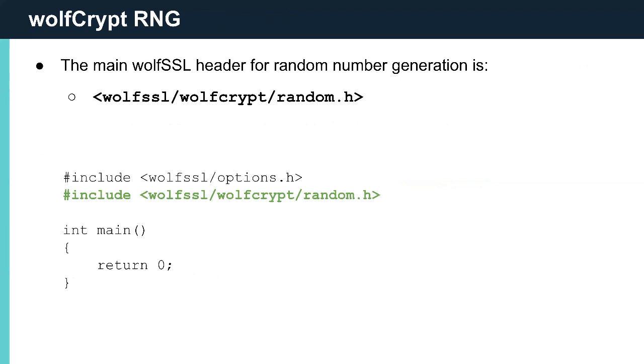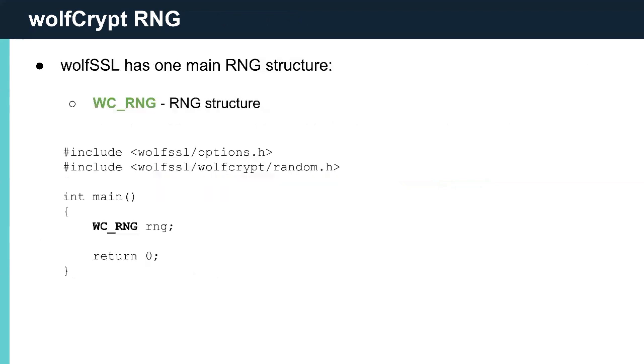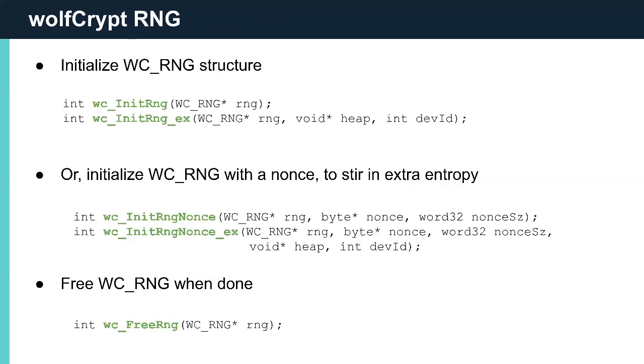The main header file for our RNG is wolfssl/wolfcrypt/random.h. And there's one main structure called WC_RNG. When you're looking to use the RNG, you want to initialize the WC_RNG structure using one of these init RNG functions. Either the first one is a normal one, or you'll notice we have a lot of extended functions which are denoted by the _ex. These typically take extra arguments. In this case, this is taking a heap pointer and a dev ID, as we call it.